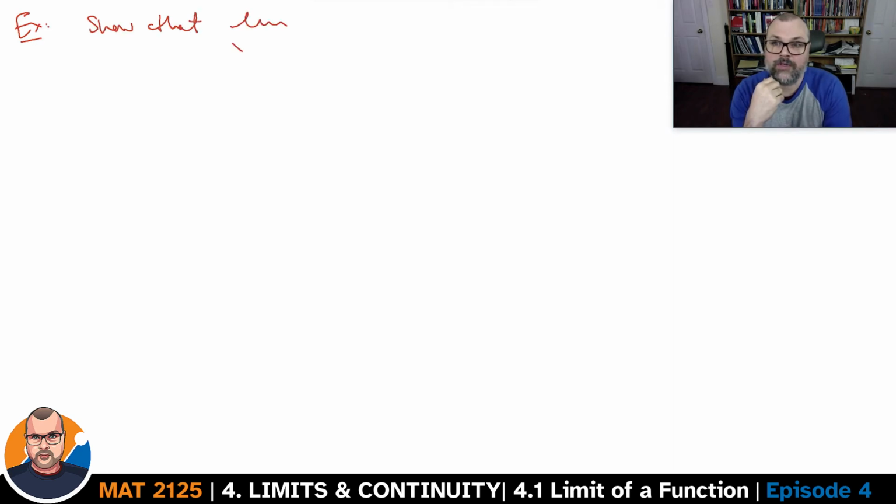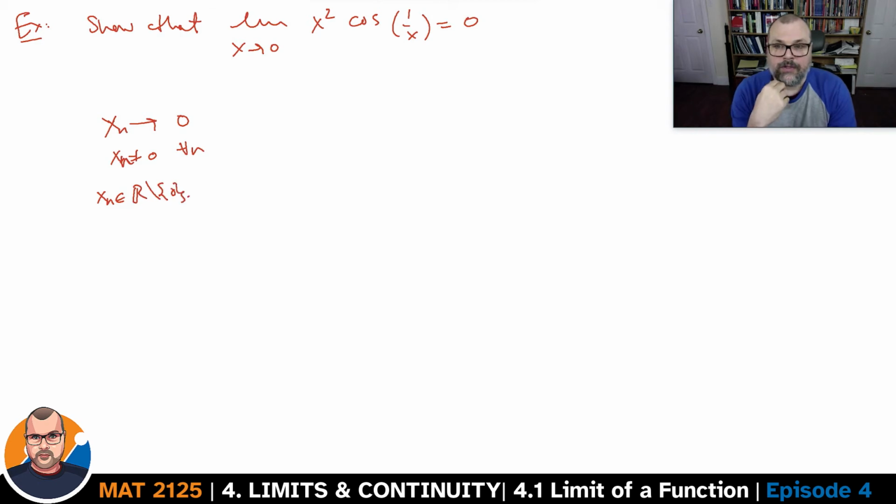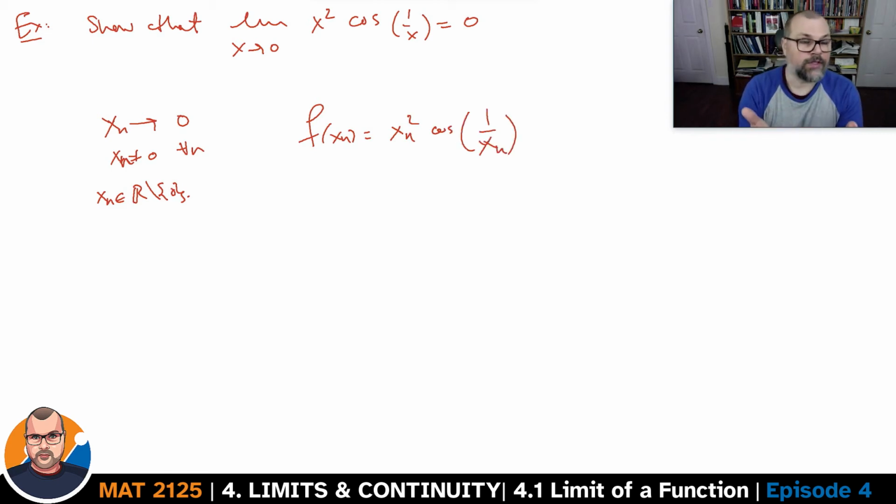And you can show, using the same result, that the limit when x goes to 0 of x squared cosine 1 over x is 0, because you pick a sequence xn which converges to 0, which is never equal to 0 for every n. In particular, the xn's are in R minus 0. You look at f at xn, which would be xn squared cosine 1 over xn. And then you need to show what this converges to. That one is a little bit less obvious.